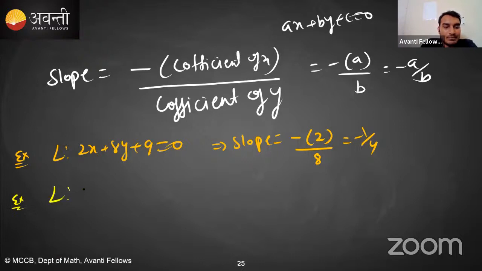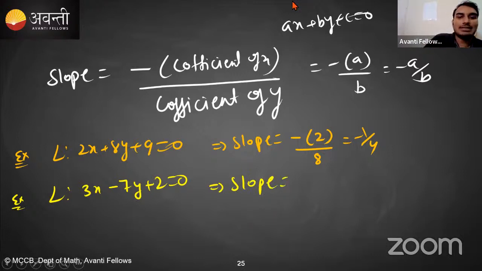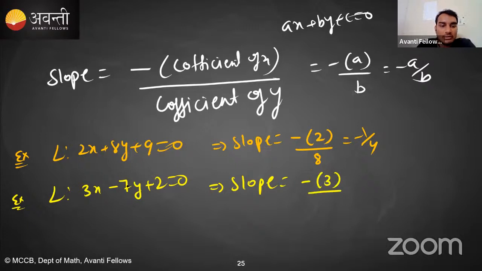Let's say the line is 3x minus 7y plus 2 is equal to 0. What is the slope? Tell me quickly in the chat box. What is the slope of this line? Everyone. Yes, very good. Slope is minus times coefficient of x, which is 3, upon coefficient of y, how much? Minus 7. So 3 by 7.